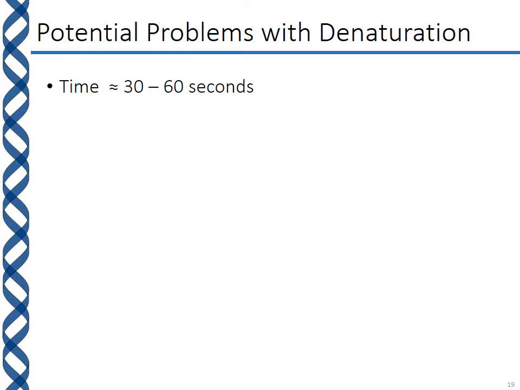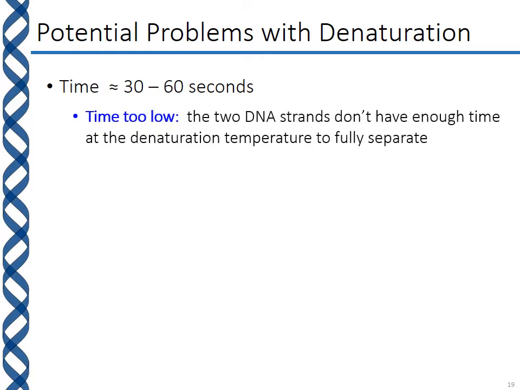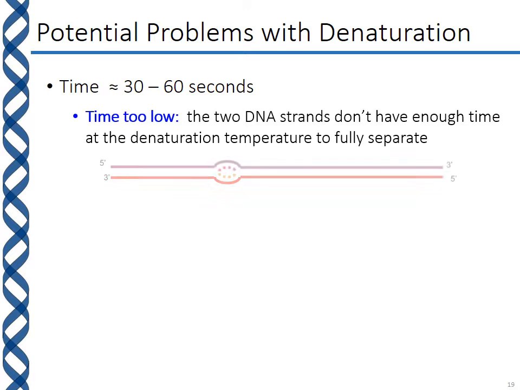A typical denaturation step is approximately 30 to 60 seconds long. The problem with having too low of a time, say 10 to 15 seconds, is that you wouldn't give the two DNA strands enough time at the denaturation temperature in order to complete their separation. So here we see the DNA strands mostly bound together.